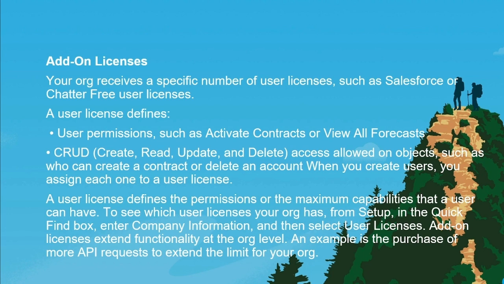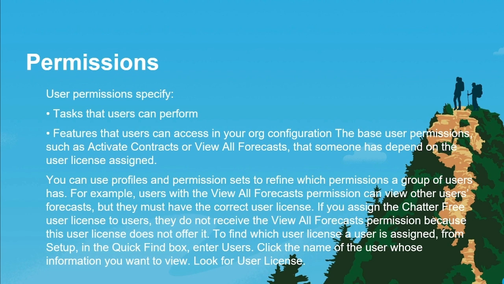An example is the purchase of API requests. When more API requests are there for an organization, it will always extend the usage limit of your organization. Now we have different types of permissions. Firstly, we are focusing on the user's permission, meaning which tasks a user can perform and which features the user can access in the organization configuration. The base permission, that is the active contracts, all forecasts, the contacts, and the addresses, depends on the user license allocated to them. The permissions that we are providing help us define a group of users. We can easily group the users on the basis of their requirements.